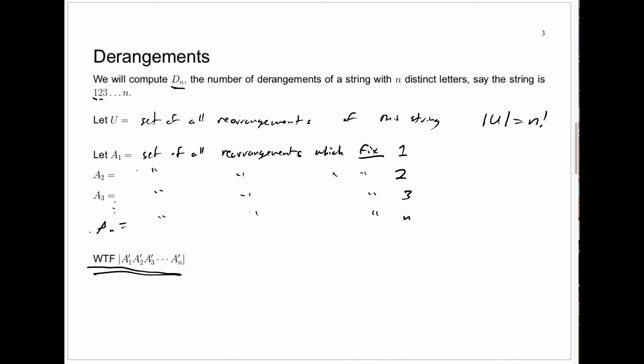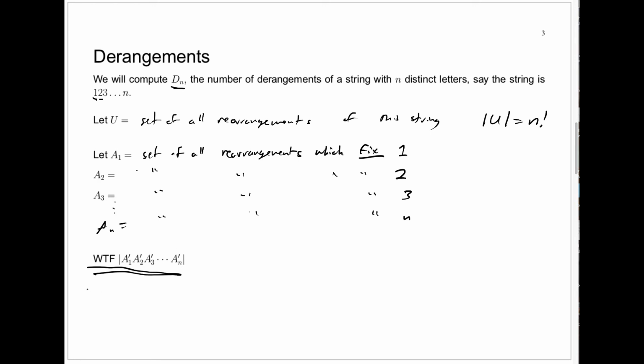Now, with this definition of the sets A1 through An, if a rearrangement doesn't fix any of the elements, it's called a derangement. It means exactly that. It's not in A1, not in A2, not in A3, all the way up to not in An. That's exactly an element in this set, the intersection of A1 prime, A2 prime through An prime. So our goal is just to count the size of this intersection, A1 prime through An prime.